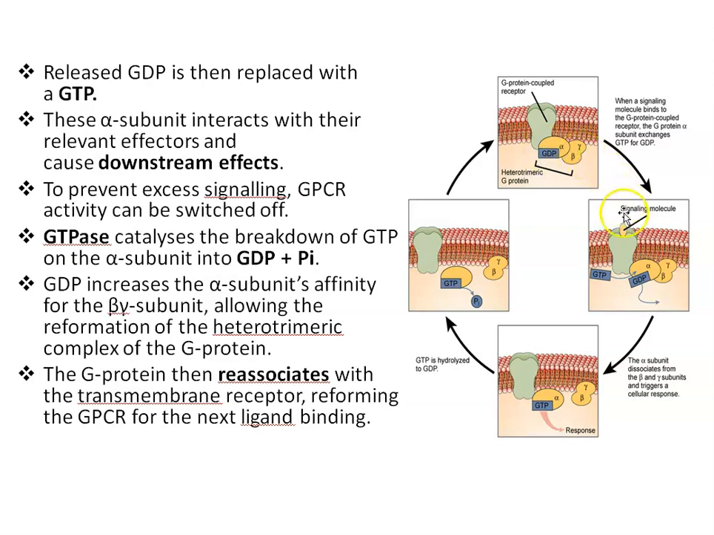So first, signaling molecule binding, right? It causes a conformational change. GDP from this alpha subunit then dissociates. First, this GDP is replaced by GTP, and then this alpha subunit dissociates from the beta gamma subunit, and then it triggers a cellular response, right? Then this GTP is hydrolyzed to GDP and Pi, right? And the affinity of the alpha subunit for the beta gamma subunit increases, and it allows reformation again of the heterotrimeric complex of G protein.